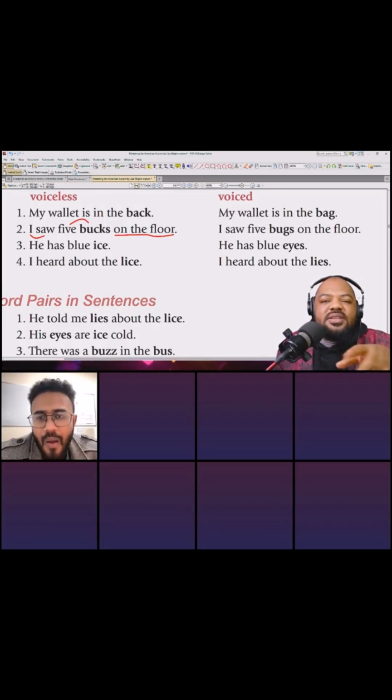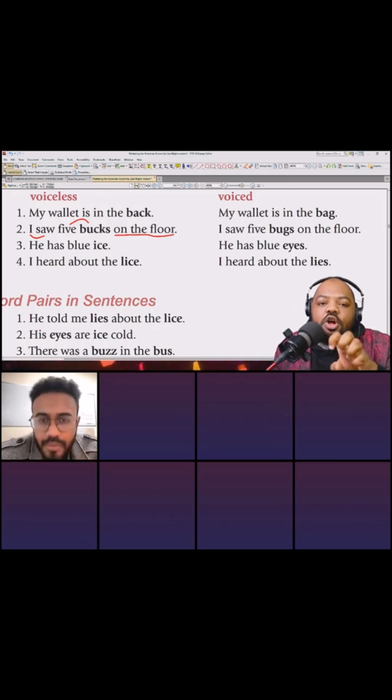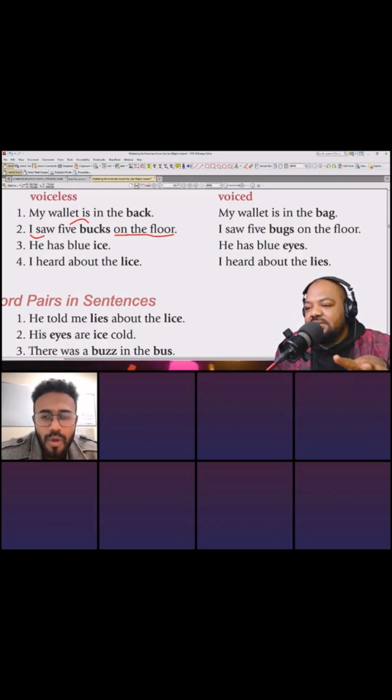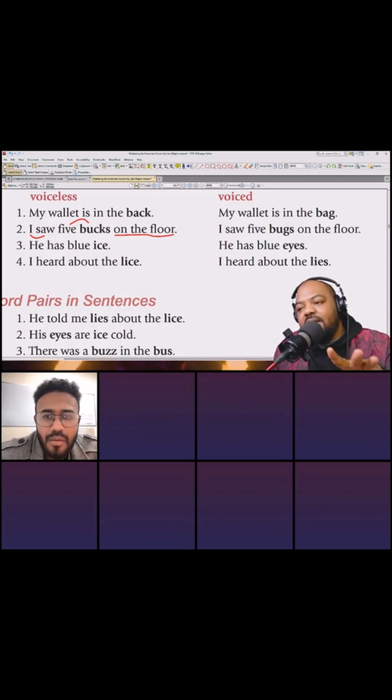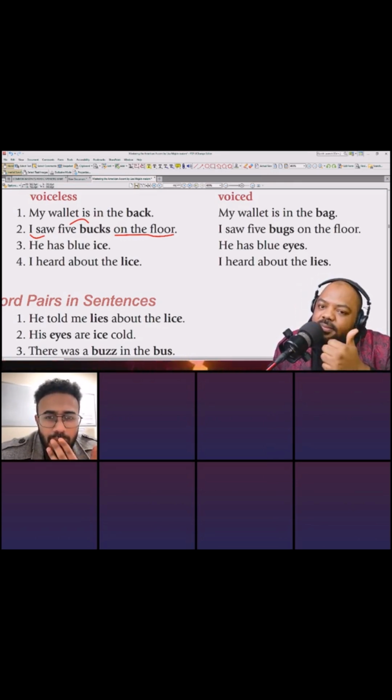Very good. So all of these that we just mentioned, back, bucks, lice, this is all voiceless. We're now going to focus on the voiced sounds. So that same sentence, my wallet is in the back. Now we'll change back and make it bag. I want you to say my wallet is in the back, and then you say my wallet is in the bag.